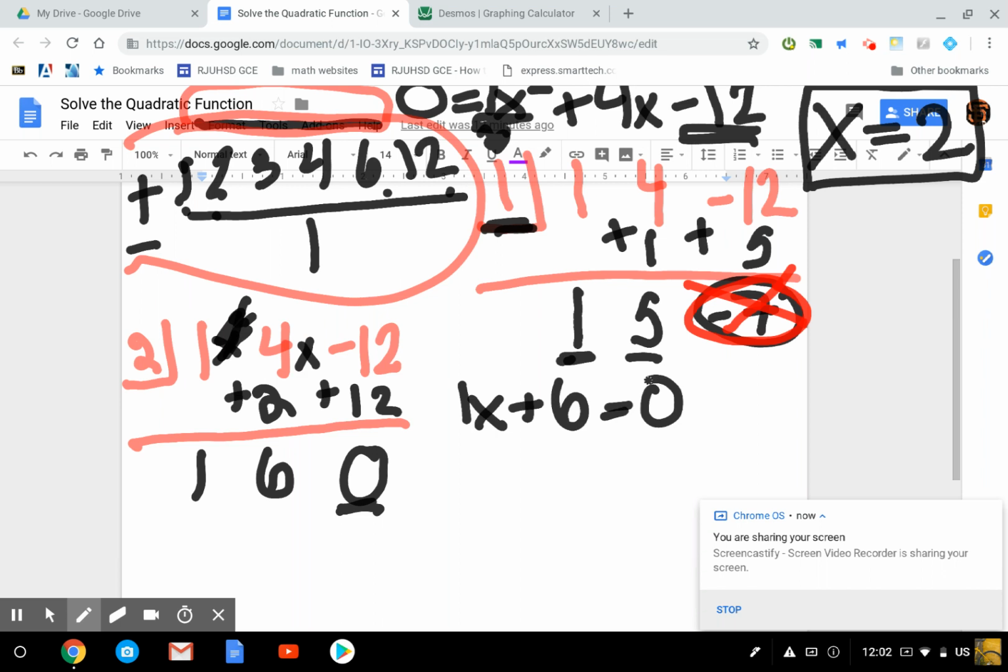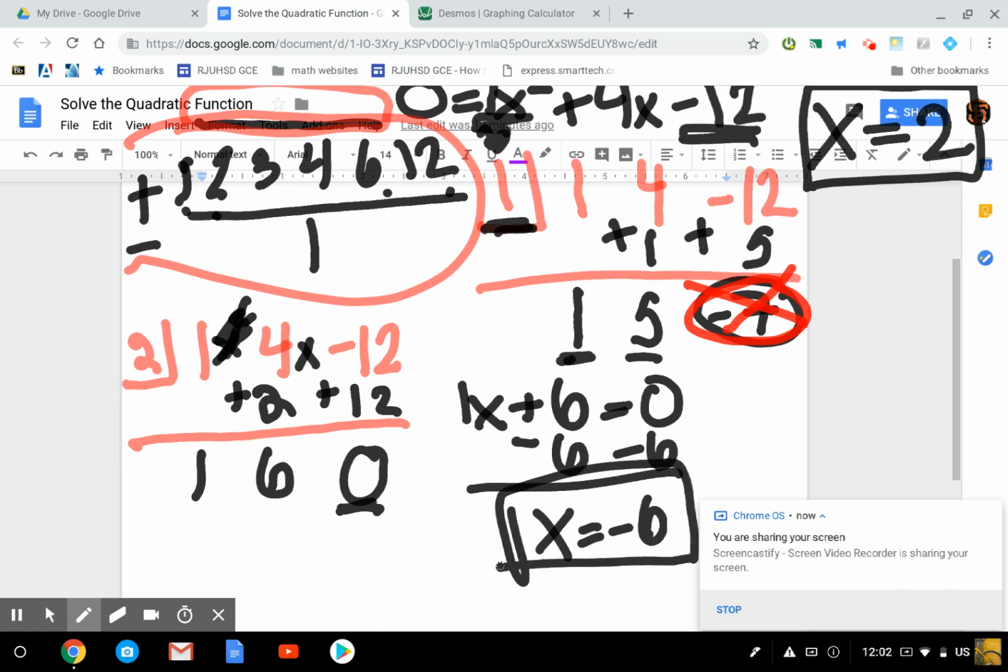But we're not done yet because now we need to get x by itself to find the other root. So to do that, I'm going to subtract 6. x equals negative 6. So there you go. These are your two roots, negative 6 and 2.